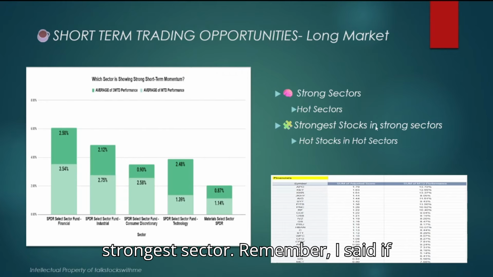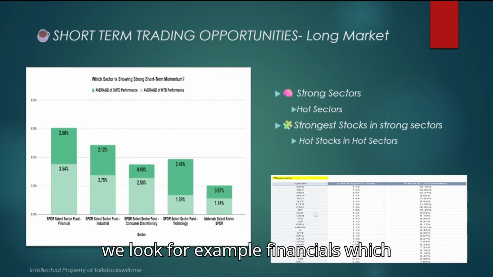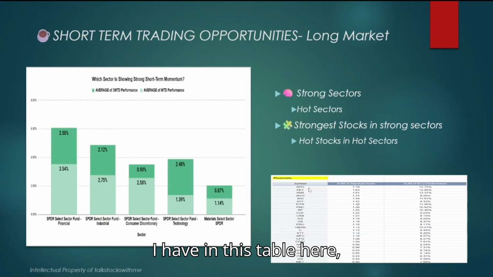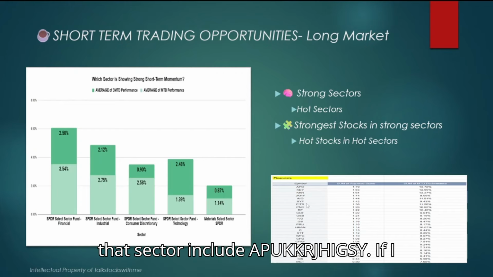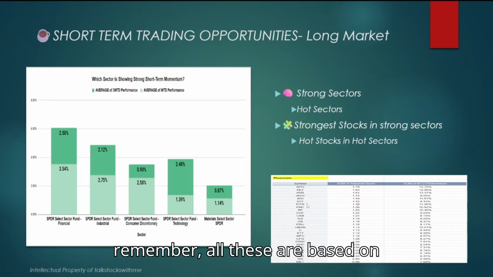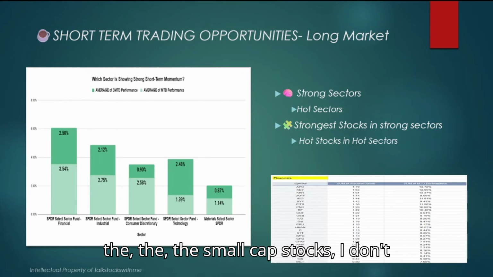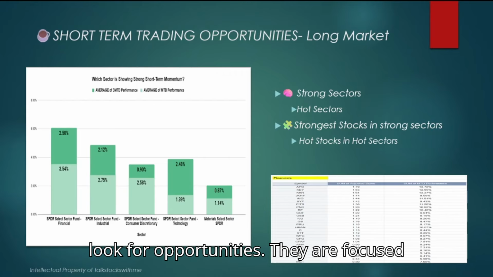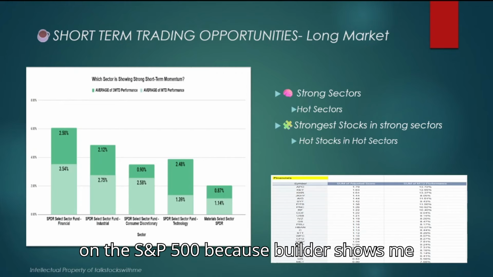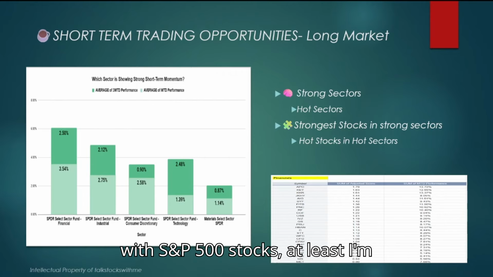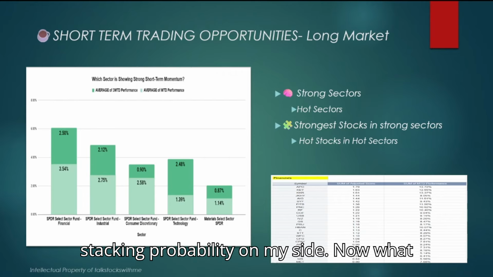The other way I can trade this is by looking for the strongest stocks in the strongest sector. Say if you look, for example, at financials, which I have in this table here, some of the hot stocks within that sector include APO, KKR, JKH, AIG, SYF. Remember, all these are S&P 500 stocks. So again, I don't trade the small cap stocks. I don't look for opportunities there. I focus on the S&P 500 because data shows me that with S&P 500 stocks, at least I'm stacking probability on my side.